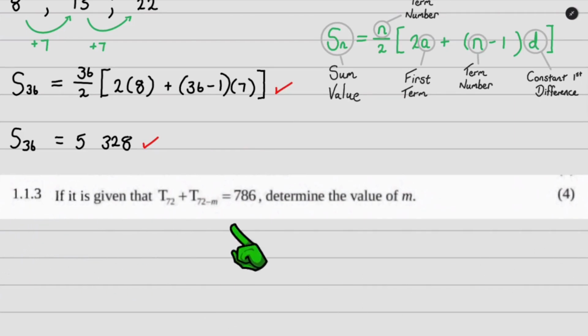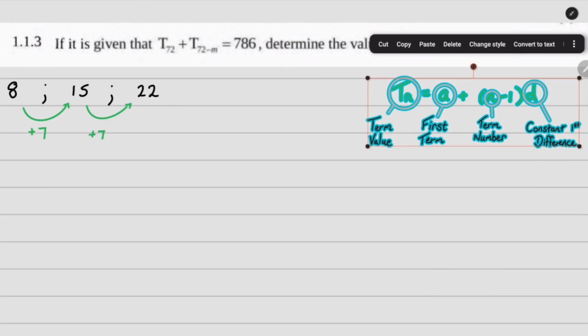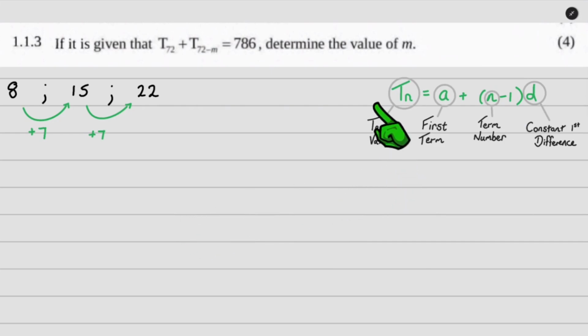Question 1.1.3 is quite a big boy, 4 marks. So if it is given that this weird thing equals 786, determine the value of m. So m is sitting snug over there, but what I know is I can get the value of term 72, so I can basically work this out. So I'm going to go ahead and do that quickly, and we're going to do that with the formula we used in 1.1.1.